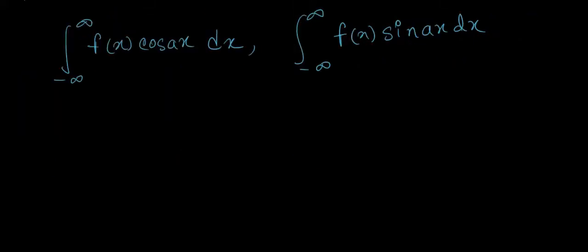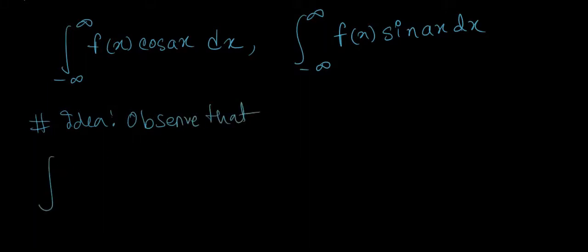So the first thing, we'll start with an idea. That is, what can we do when we have these sines and cosines? So the idea is the following. Observe that if we consider an integral like this, minus infinity to plus infinity, f of x e to the power i ax dx, and if you decompose this e to the power i ax using Euler's identity, that is e to the power i theta equals cosine theta plus i sin theta, then you will have something like this.